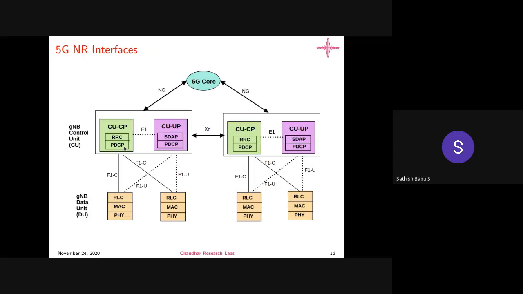Next one, in the control plane, the layer above is radio resource control. Regarding radio resource control, you would have discussed it in the access network scenario. Similarly, in the user plane, it is SDAP, which is nothing but the service data adaptation protocol. You know the importance of the convergence protocol and the application protocol.